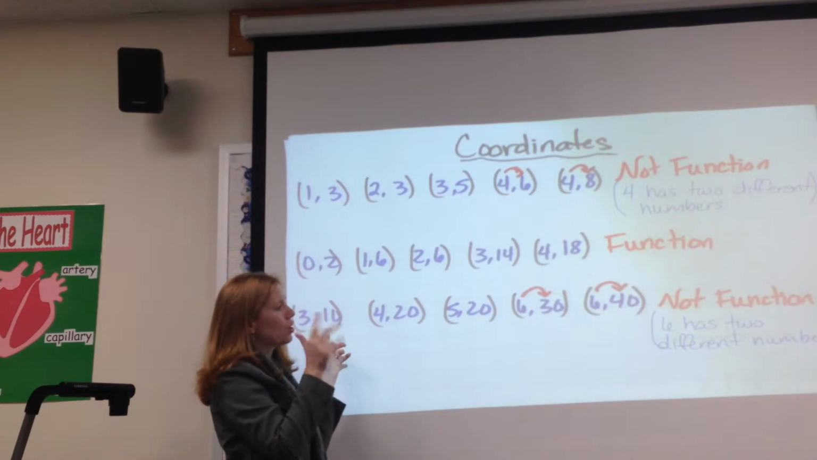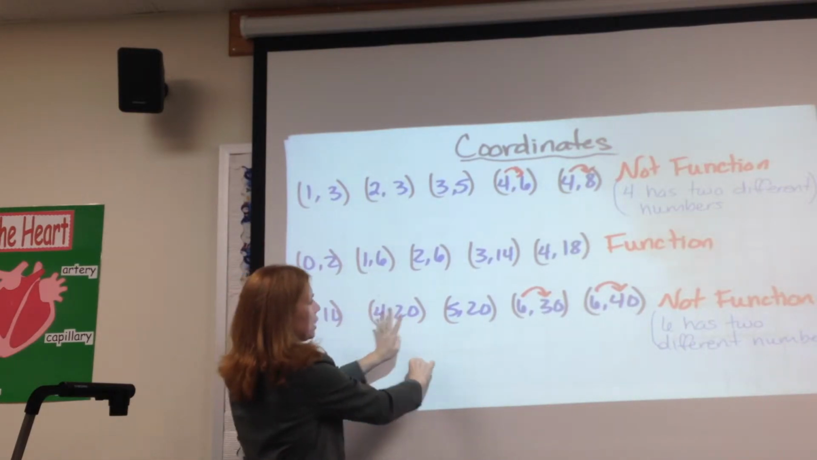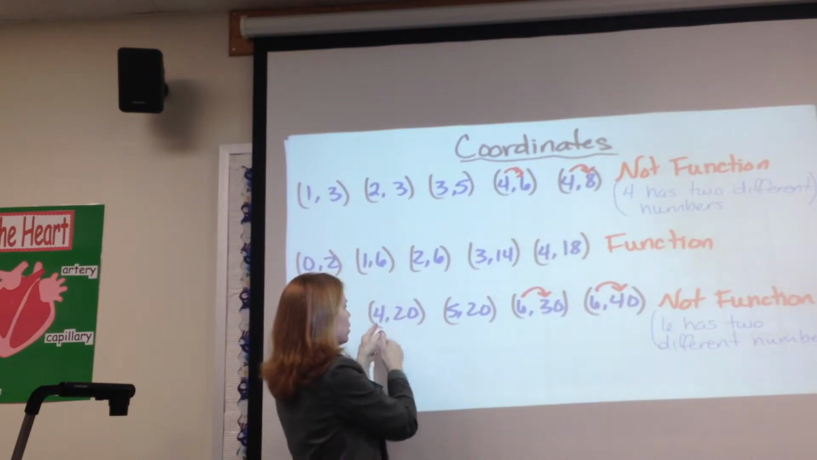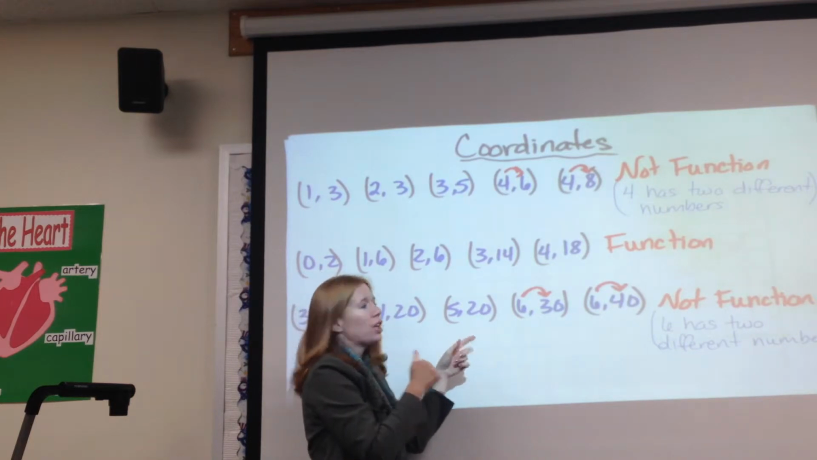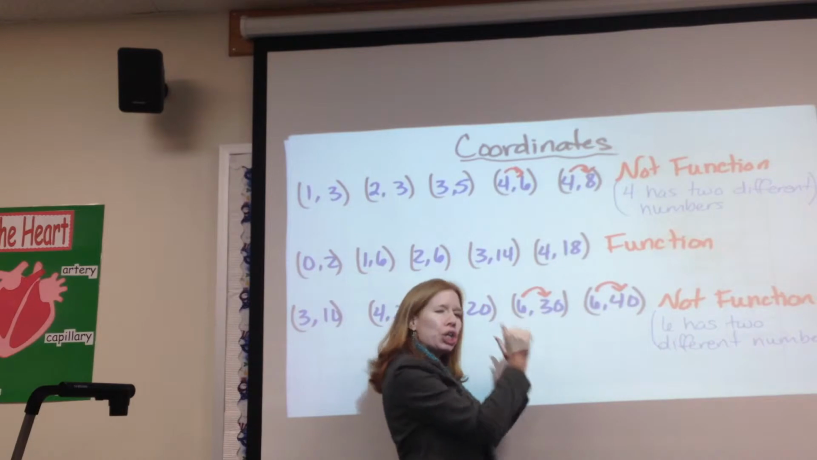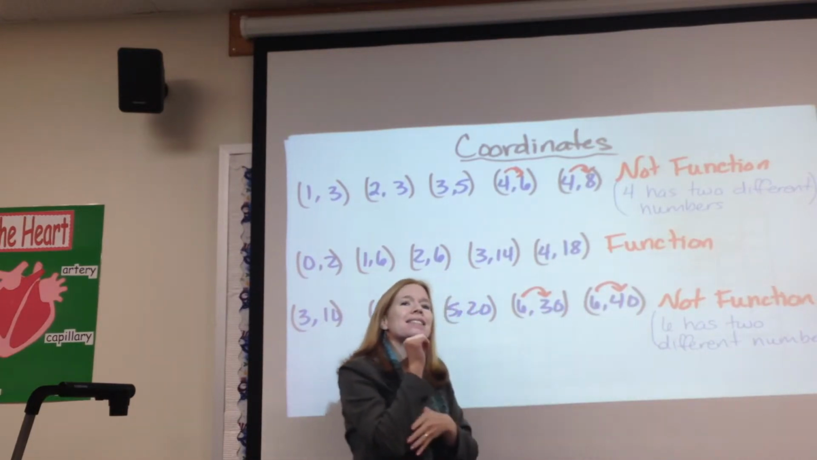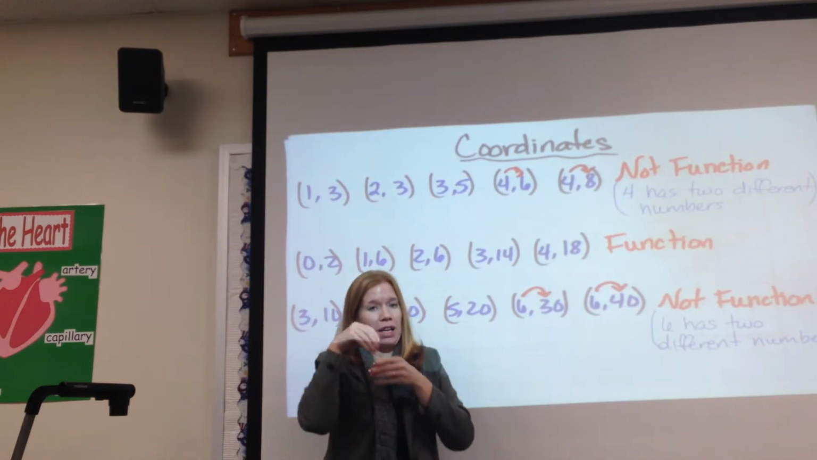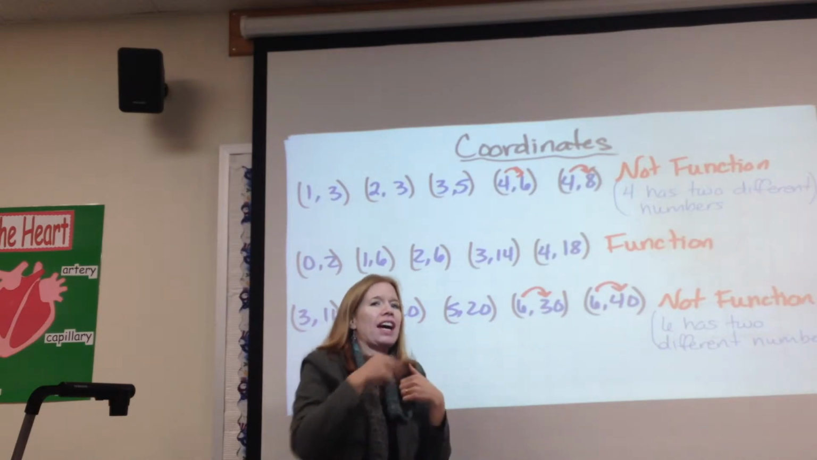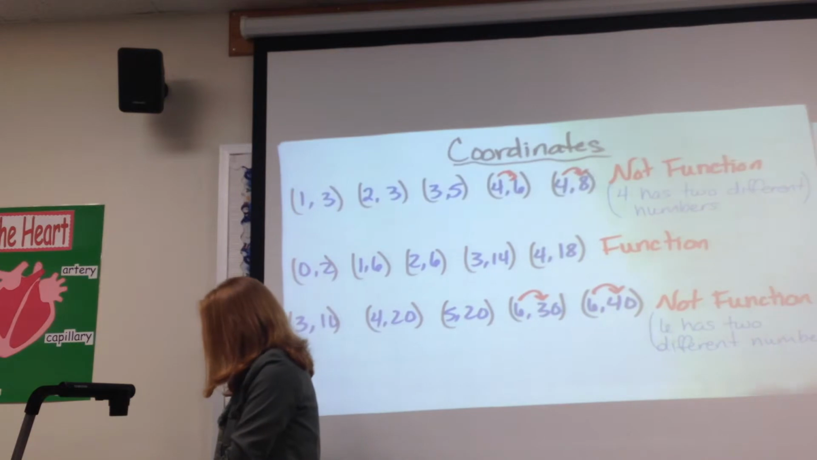Okay? Let's look at the third one. If I look here, 3 and 10, 4 and 20, 5 and 20, that's fine. That's fine because each input has an answer. Now my input for 6, it could be 30 or 6 could be 40. This is not a function because my input number, what I put into the equation, could have 2 or more answers. All right?